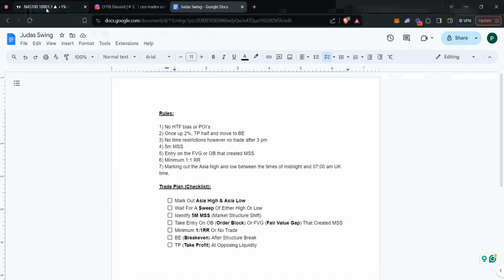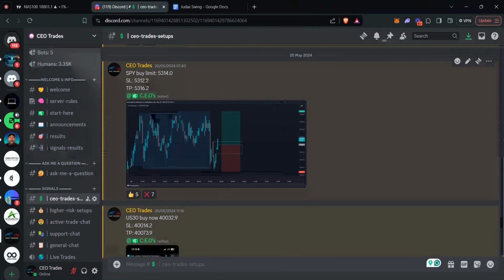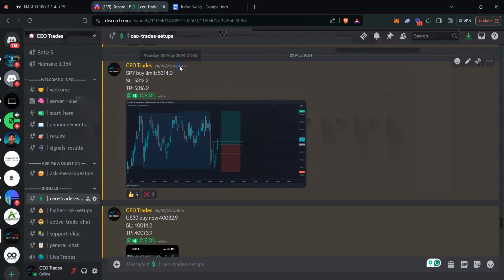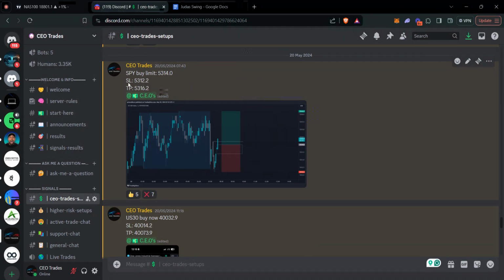So having said that, let's jump onto the charts so that you guys can get a first-hand experience of how we actually mark out these trades. What we would do is identify this first trade that we took on Monday the 20th. I sent this at 7:43 a.m. and it was a SPY buy limit.